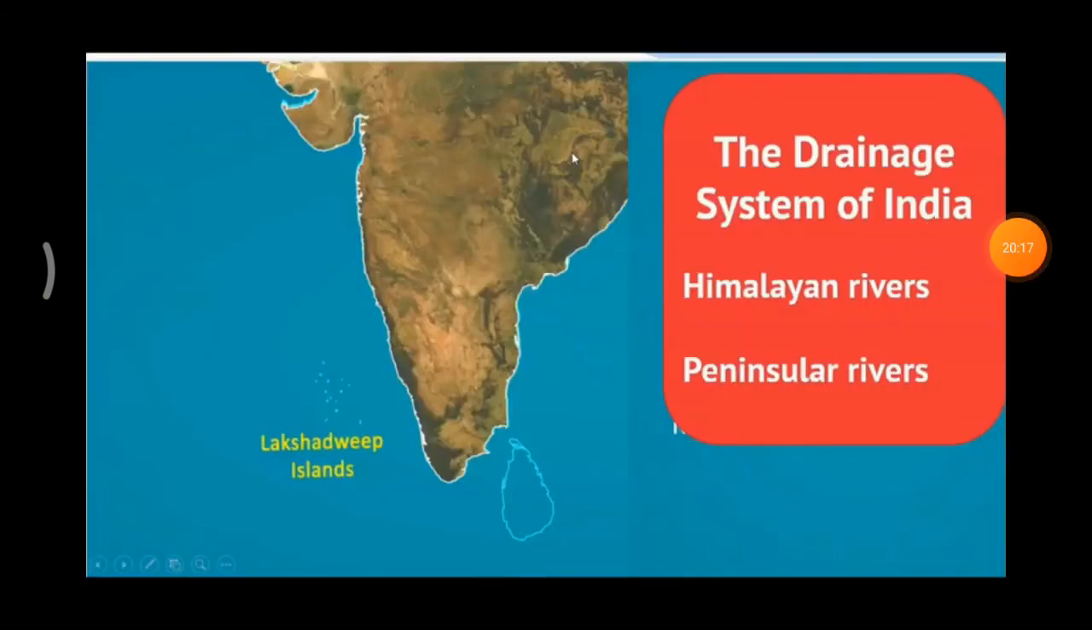Next one, the drainage system. Indian rivers are classified into Himalayan rivers and peninsular rivers. These Himalayan rivers originate from the Himalayas. These are all perennial rivers. What is perennial? Flows throughout the year. Under the Himalayan rivers, there are three rivers: Indus, Ganga and Brahmaputra. Under the peninsular rivers, there are Mahanadi, Godavari, Krishna, Kaveri, Narmada and Tapti.